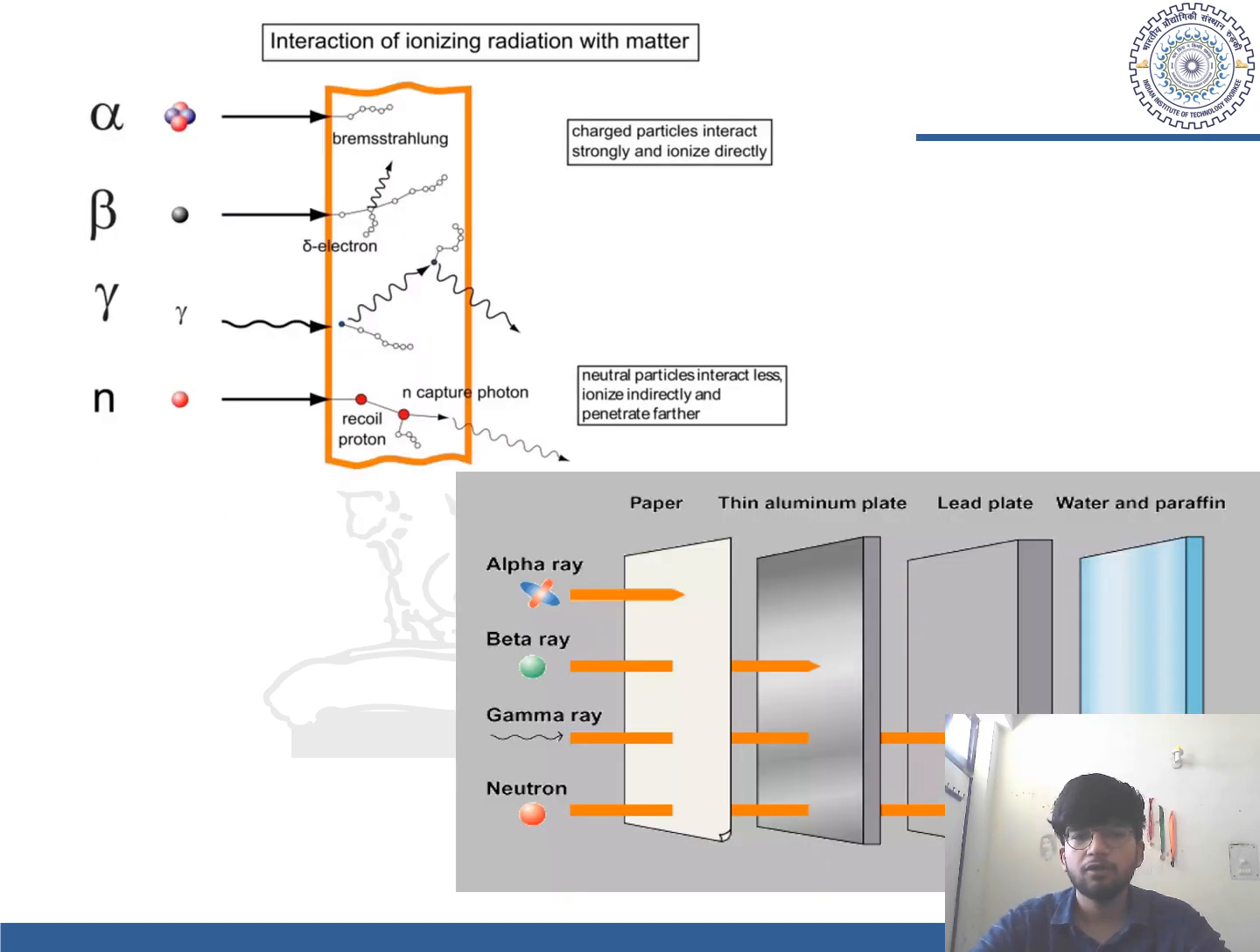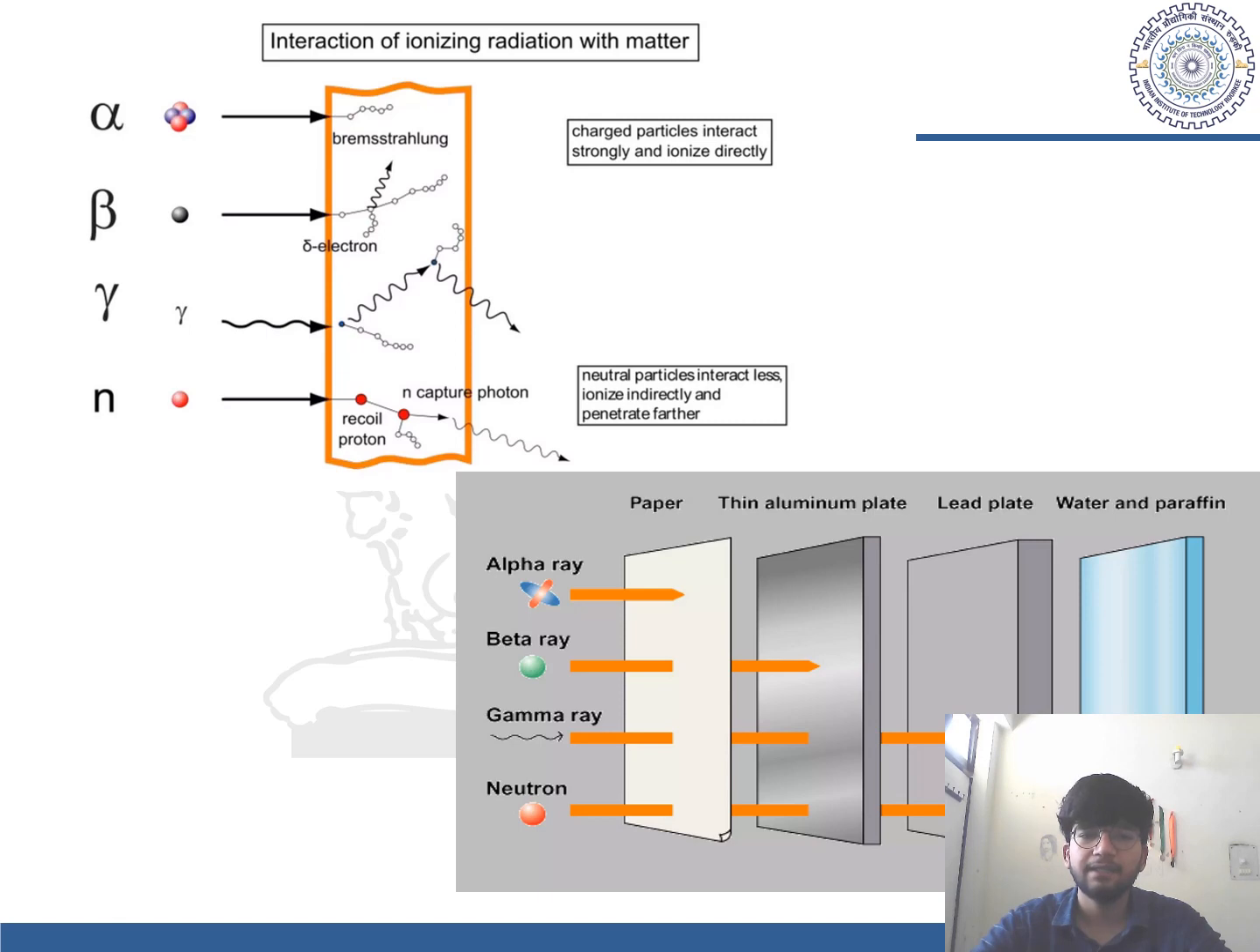In this slide, we will talk about the interaction of ionizing radiation with matter. There are ionizing radiations: alpha, beta, gamma, neutron. So here the material is this. So alpha particles interact strongly, and the charged particles interact strongly and ionize directly. These are the charged particles, and this is the neutral particle, neutron. The charged particles interact strongly and ionize directly, and the neutral particles interact less and ionize indirectly and penetrate farther. So let's talk about what is meant by ionize directly and ionize indirectly.